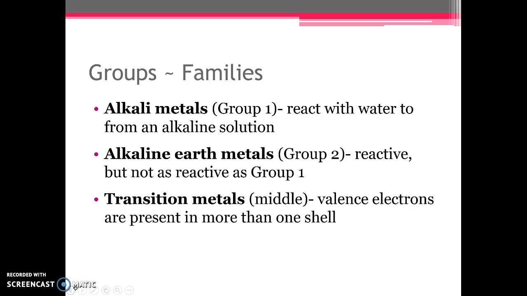The middle section of the periodic table are known as the transition metals. These metals have valence electrons that are present in more than one shell. Remember how after you fill the 4s, you go down to the 3d. So there would be valence electrons in both the 4s and the 3d, or the fourth shell and the third shell.